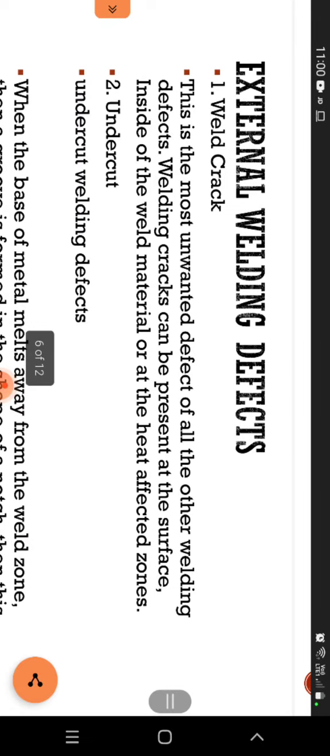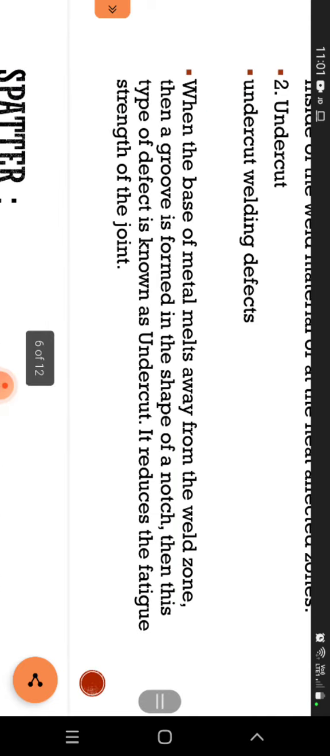And external welding defects: weld crack. This is the most unwanted defect of the other welding defects. Cracks can be present at the surface, inside of the weld material, or at the heat affected zones. Undercut welding defect: when the base metal melts away from the weld zone, then a grooving is formed in the form of a notch. Then this type of defect is known as undercut. It reduces the fatigue strength of the joint.